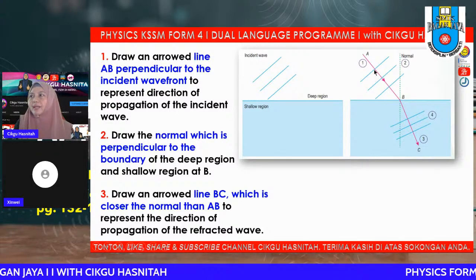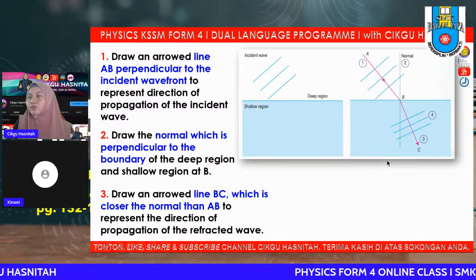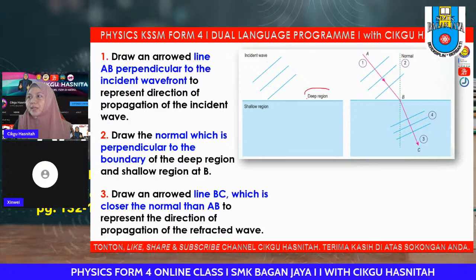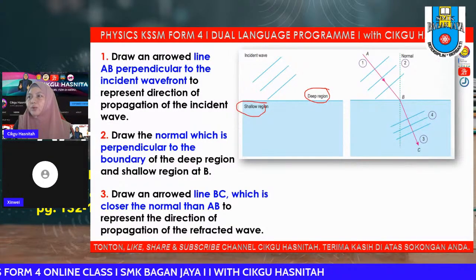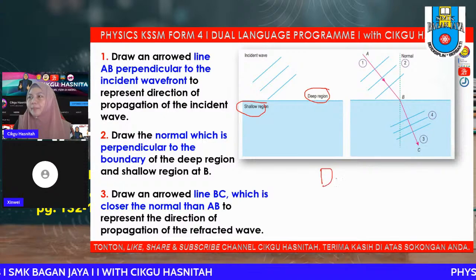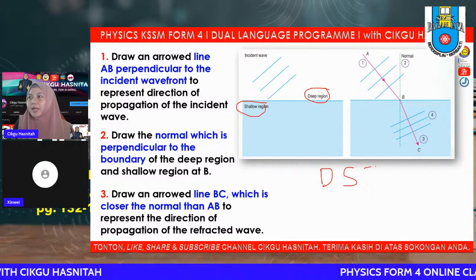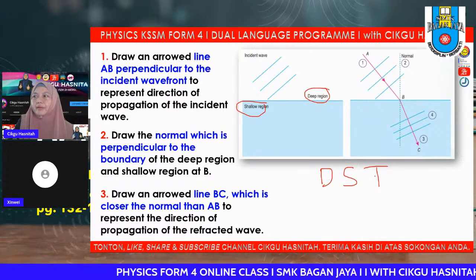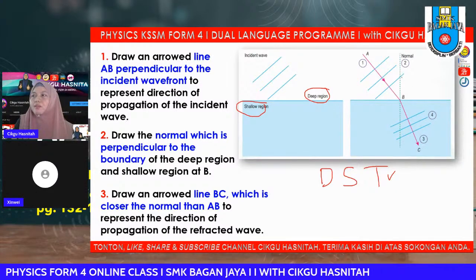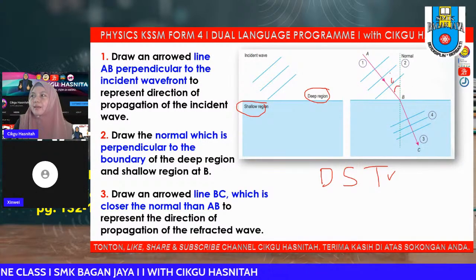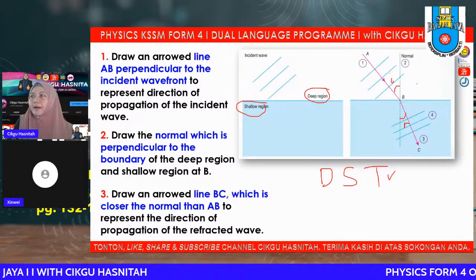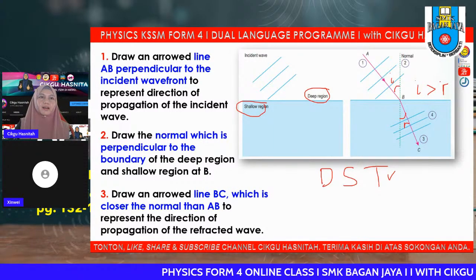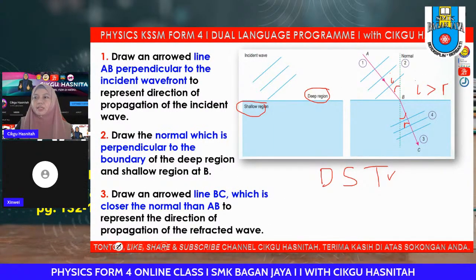Why towards? Sebab dia deep to shallow. So ikut formula tadi. Deep, above here deep. Okay, below here is shallow. So the wave propagate from deep to shallow region. So deep shallow is towards. Deep shallow refracted towards normal. So you can see that I greater than R. Okay, I greater than R. Okay, got it students? And the fourth step, what is the fourth step?